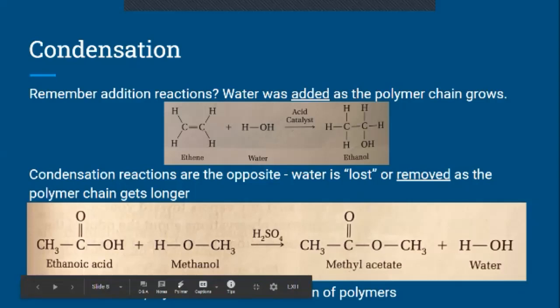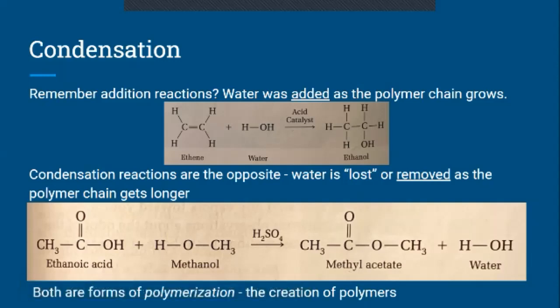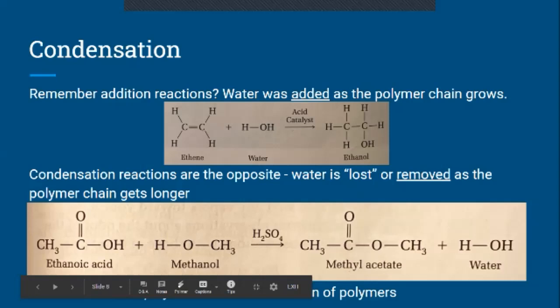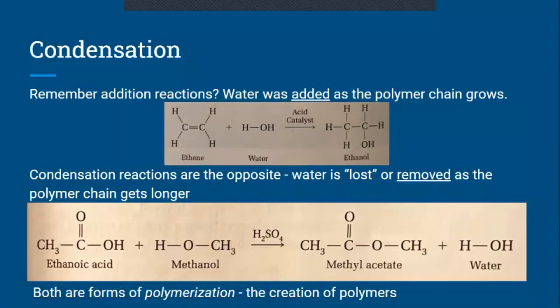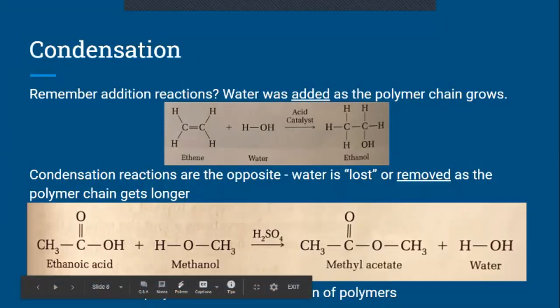Both of these are forms of polymerization, so they're both going to grow the polymer or make the chain of polymers get longer. So it creates a polymer. But in the example of addition, we add water and the polymer chain grows. In the example of condensation, we're actually going to react these two things together, create a longer chain, and the water is a product. It gets removed.